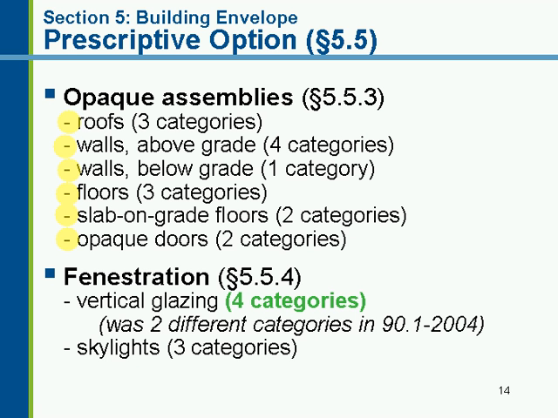And within fenestration, one of the big changes this time around is there are now four vertical glazing categories. There were previously two, but they were also configured differently. So the structure for vertical glazing is quite different from what it was previously. Now it's based on frame material type as opposed to whether it's operable or fixed window. And for skylights, there are three similar categories. So overview, big picture, the categories are all the same except for vertical glazing where there are significant differences.